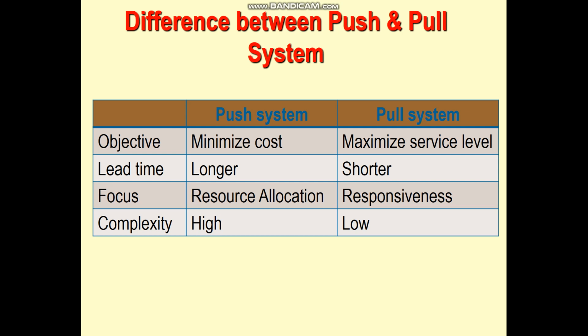It means when we start manufacturing, the company will just start a large quantity of product A before they produce product B. However, for the pull system, they focus on the service level. They want to maximize their customer service level. So they only produce after they receive the customer requirement.